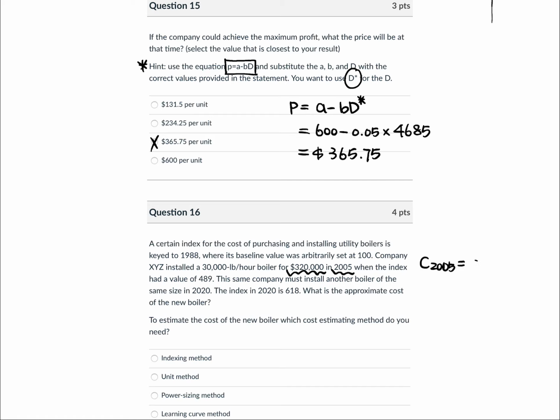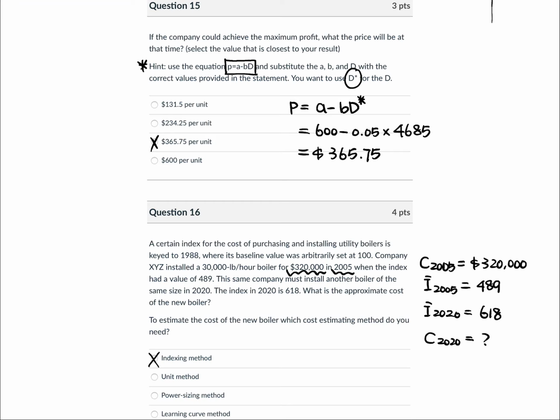So we know the cost in 2005 is this, when the index had a value of 489, so index I bar of 2005 for that boiler is 489. The same company must install another boiler of the same size in 2020. The index in 2020 is 618. So I bar in 2020 is 618. And so what is the cost in 2020?